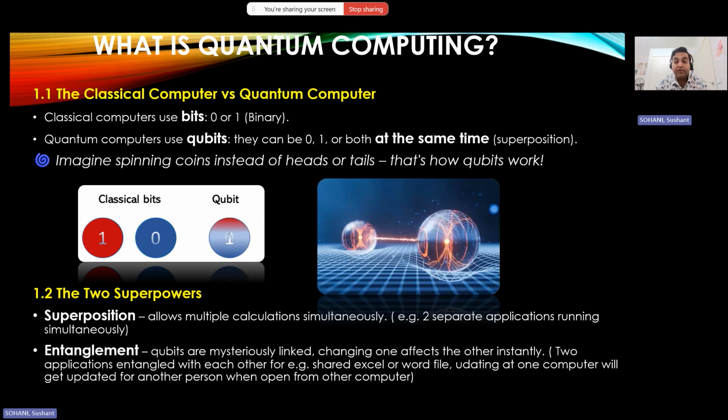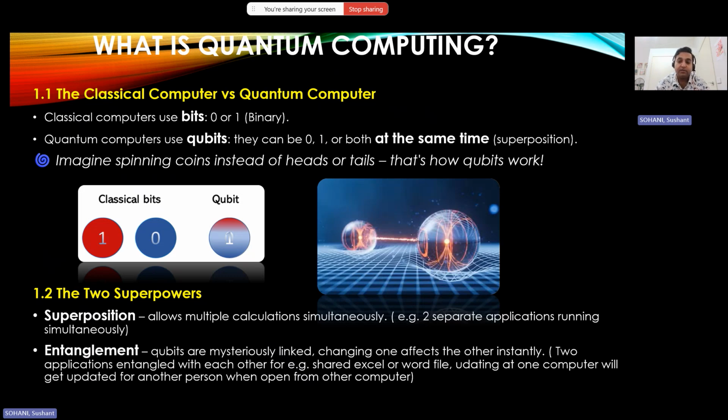Entanglement. Qubits are mysteriously linked. Changing one affects the other instantly. For example, again, two applications entangled, going hand in hand with each other, like a shared Excel or Word file. If you are working in corporate, you might have one file which everyone in the team updates in the shared drive. When it is updated from one computer, it gets updated for everyone. It's not that everyone has to do it separately.